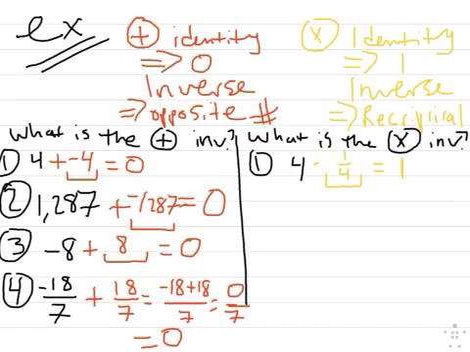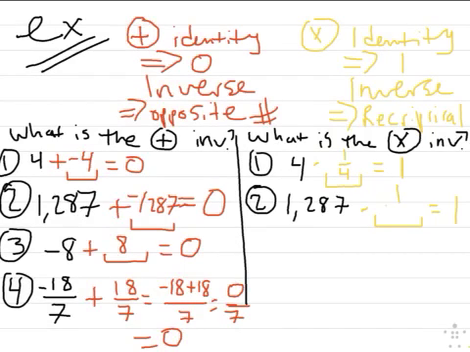Okay, how about number 2? Same setup. I'll use the exact same number so you guys can see the difference between these. So we have 1,287, right? Times what? Times some number gives us the multiplicative identity, which is 1. Okay, times, well, the reciprocal. Reciprocal, 1 over 1,287.